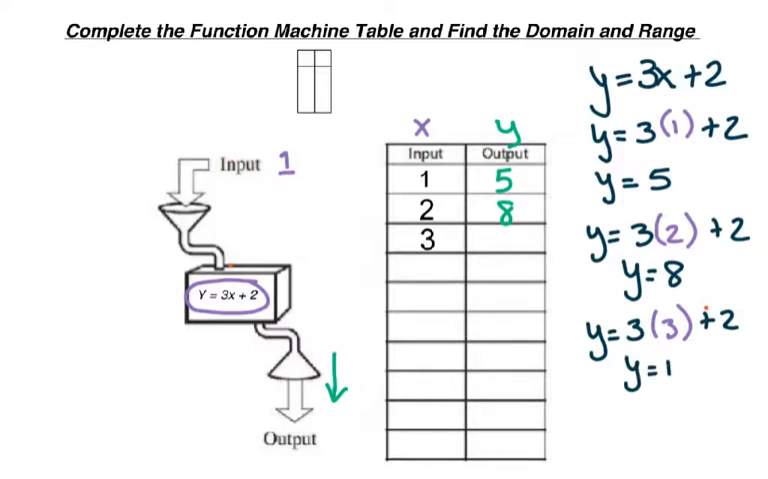So y is 11. And hopefully, once you do 3 numbers, you should start to see a pattern. So if my next input value is 4, what do you think the output's going to be? And hopefully you're recognizing that these are increasing by 3. So 11 plus 3 would be 14. Well, let's check that. 3 times 4 would be 12. 12 plus 2 is 14. So from there, we should be able to fill in the rest of this table. So one thing about function tables is that they always have a pattern.